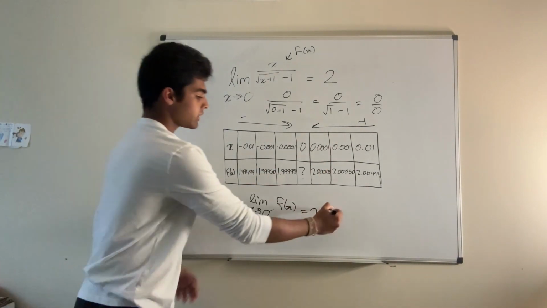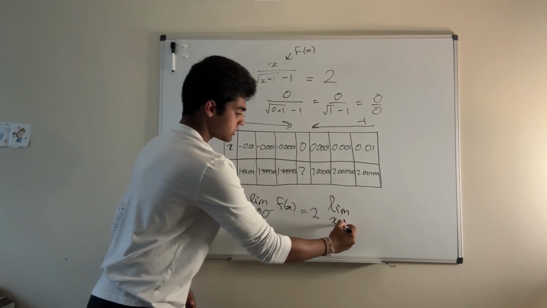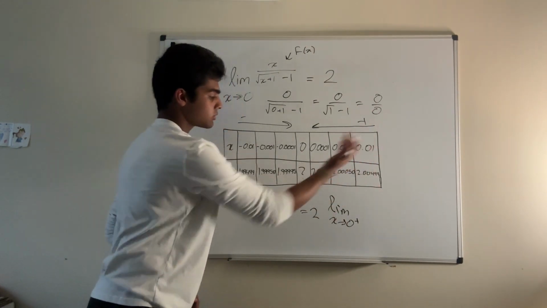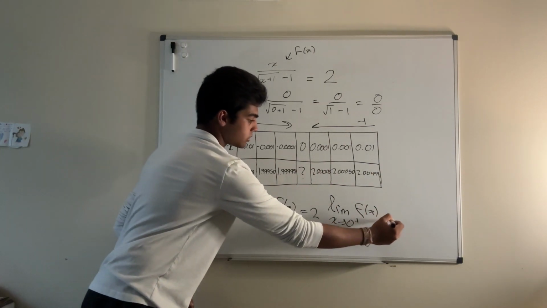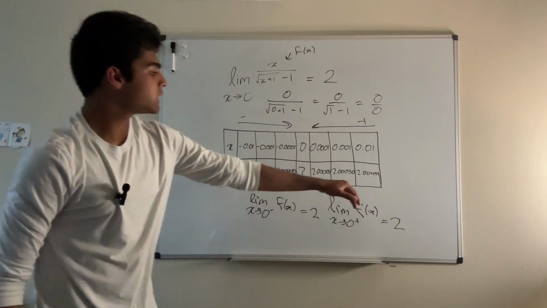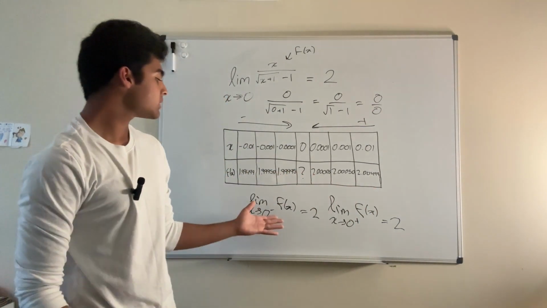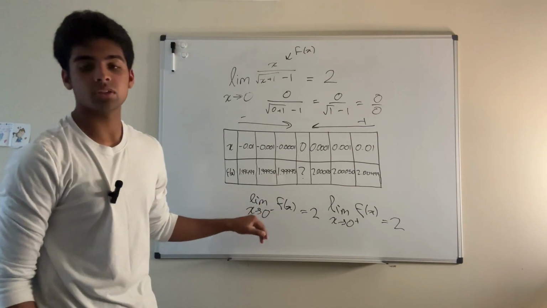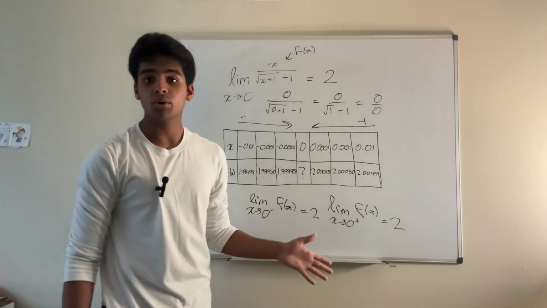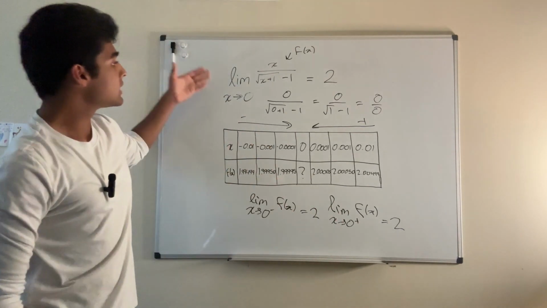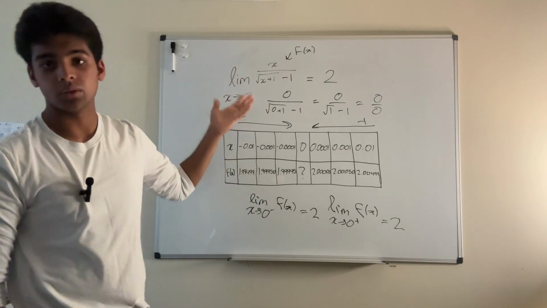And same thing on the right here, we can see that the limit as x approaches 0 from the positive end, or from the right, of f of x also equals 2, because these values also seem to be getting much closer to 2. And because both the limit as x approaches 0 from the left and the limit as x approaches 0 from the right both equal 2, we can say that the limit as x approaches 0 of f of x equals 2.